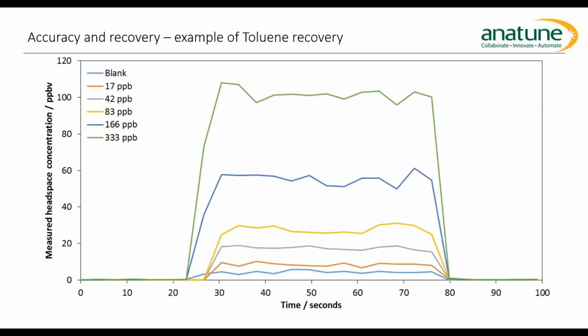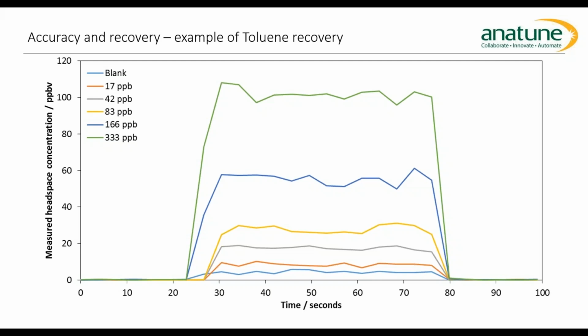So now we move on to accuracy and recovery. Now, because we're making these samples in aqueous solution, we are able to do standard accuracy and recovery, where we spike in the known concentration into the sample, and then we recover back from it and look at the results. Here is an example of SIFT-MS headspace plots for accuracy recovery samples at 17, 42, 83, 166 and 333 parts per billion in the solution.